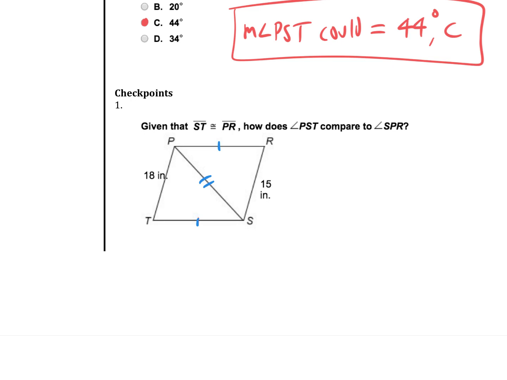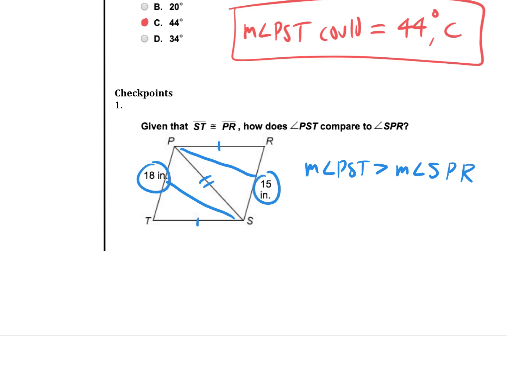Okay, so PST is across from 18 inches, and SPR is across from 15 inches. So which angle do you think is bigger? Well, hopefully you said that measure of angle PST is larger than measure of angle SPR. Why is that? Well, 18 inches is longer than 15 inches, which means that angle needs to be across from a longer side. Okay? All right. Sounds good.